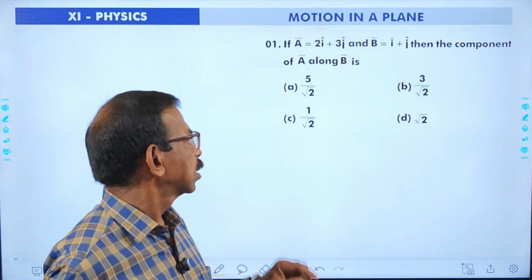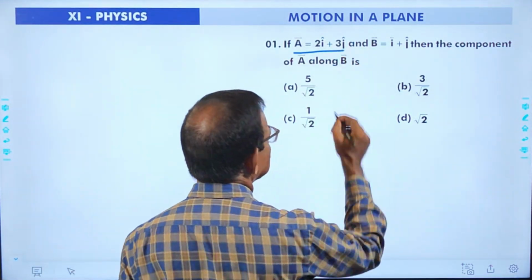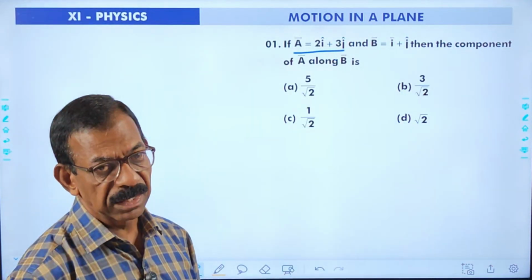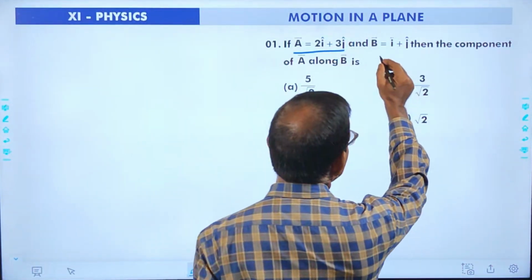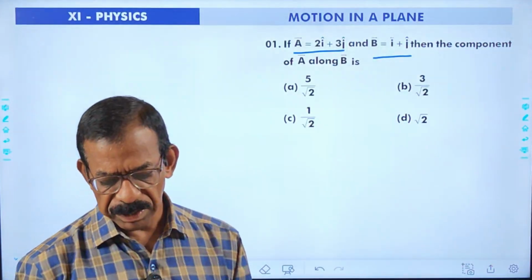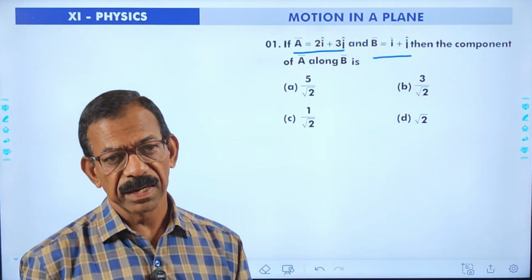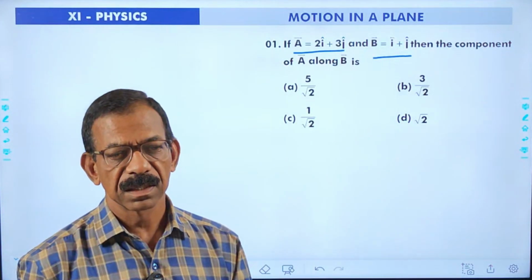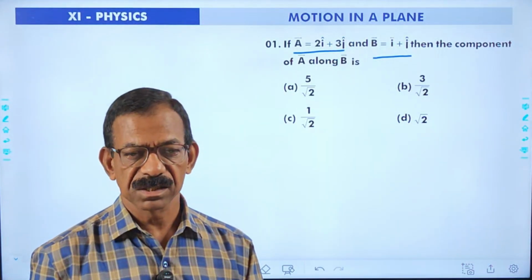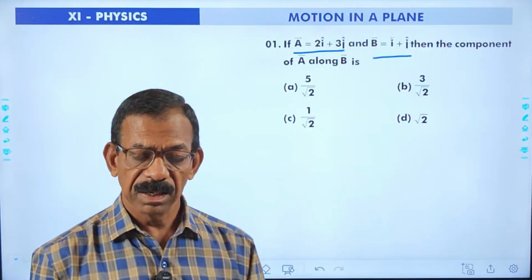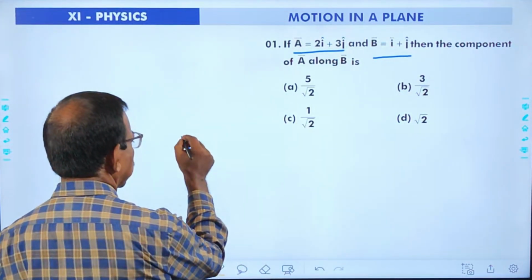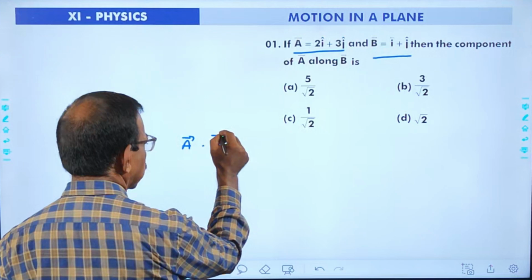Here there are two vectors. One is A, which is equal to 2i plus 3j. And there is another vector B, that is B equals i plus j. We have to calculate the component of vector A along the direction of B. For this, we may use a relation. Component of A along the direction of B is given by vector A dot vector B.